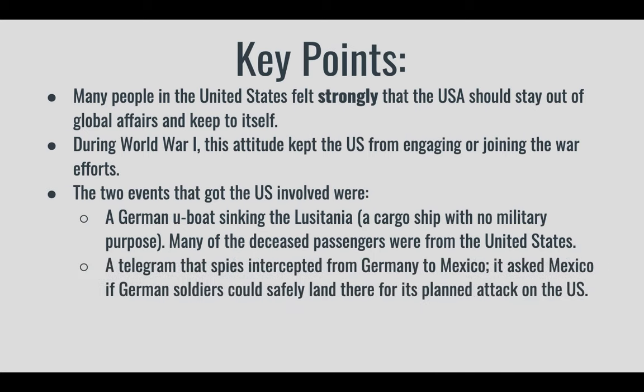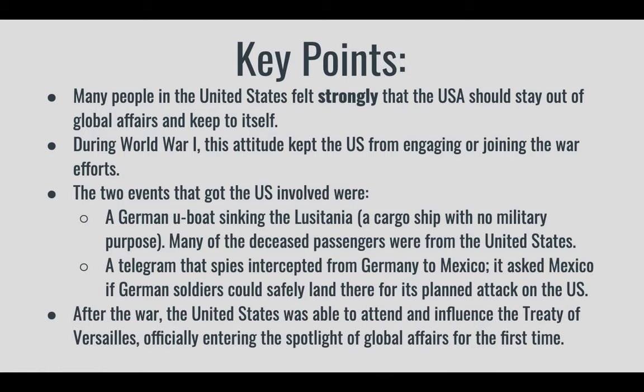The second event was that Germany wrote a telegram to Mexico basically stating, we want to attack the United States, but we can't land in the United States and attack them. It's not safe for us. So we'd like to land in your country and then turn around and launch our attack. Some United States spies intercepted that telegram and were able to clue in that they were thinking about doing that. And so the United States decided to join the war. Because they were part of the war effort, at the end of it, they were able to influence the Treaty of Versailles. This was the first time the U.S. had a big role in global affairs.